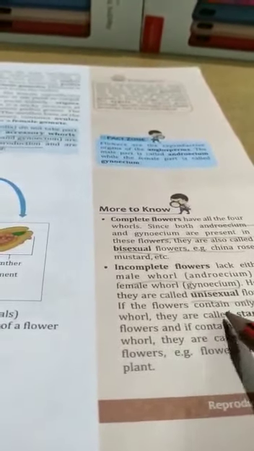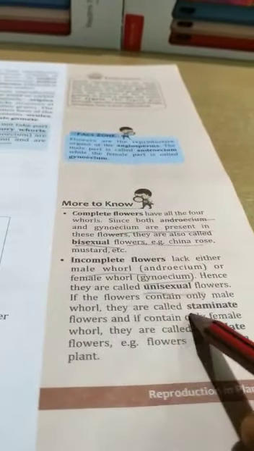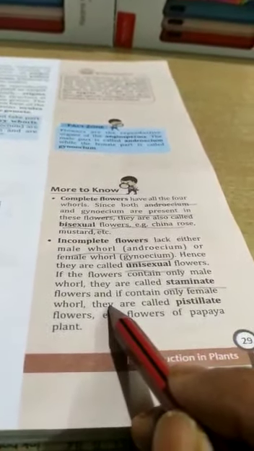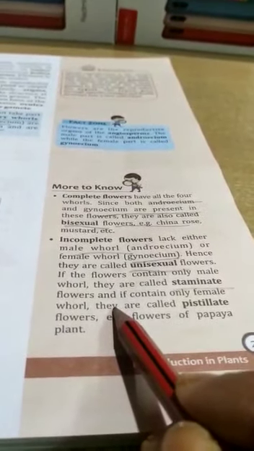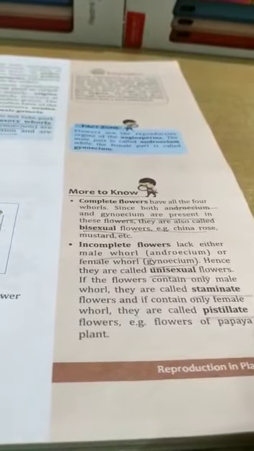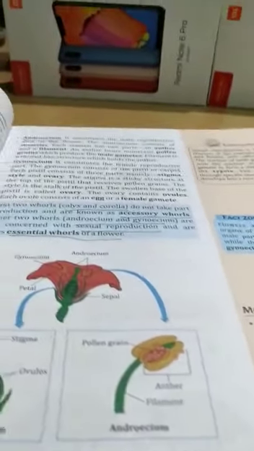When the flower contains only the male whorl, it is known as staminate. When it consists of only the female whorl, that is, only the gynoecium, it is known as pistillate. I hope till here you all have understood properly, isn't it?